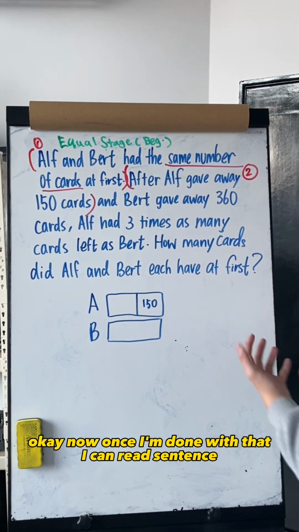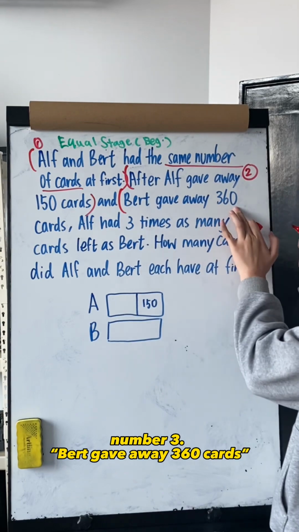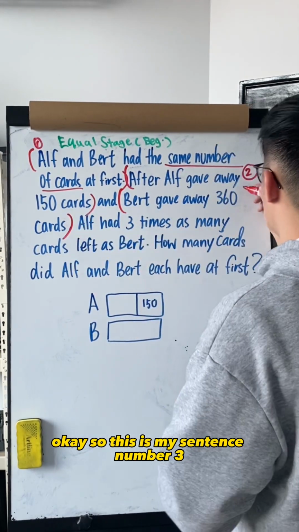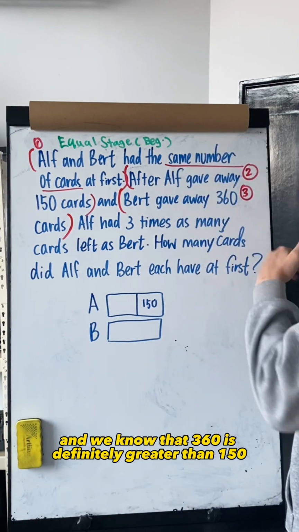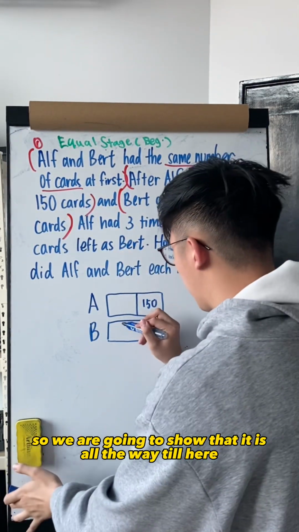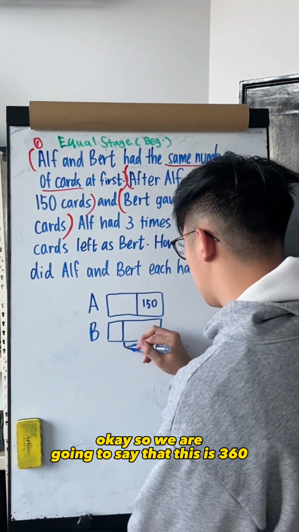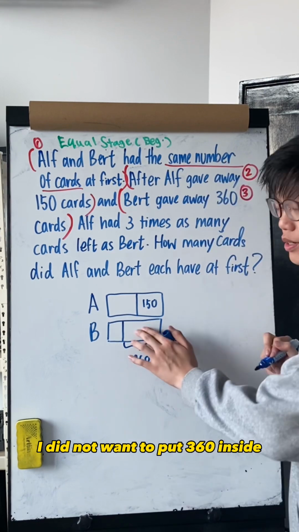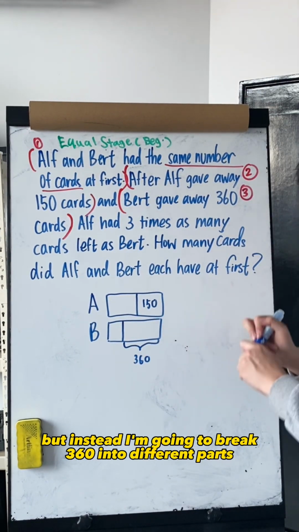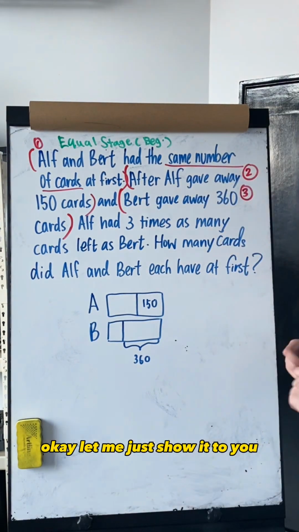Now, once I'm done with that, I can read sentence number 3. Bert gave away 360 cards. And we know that 360 is definitely greater than 150, so we are going to show that it is all the way to here. So we are going to say that this is 360. Now there is a reason why I did not want to put 360 inside, but instead I'm going to break 360 into different parts. Let me just show it to you.